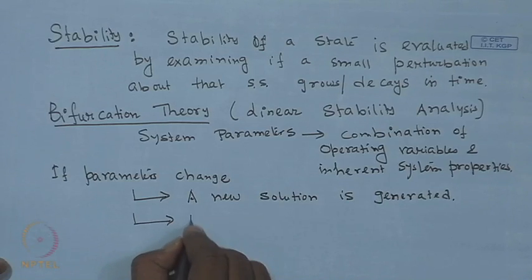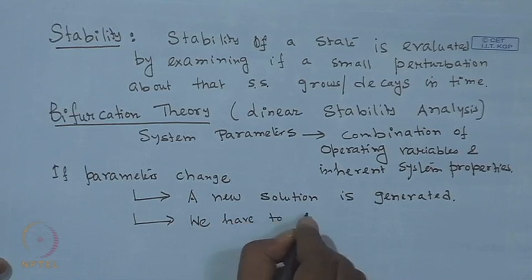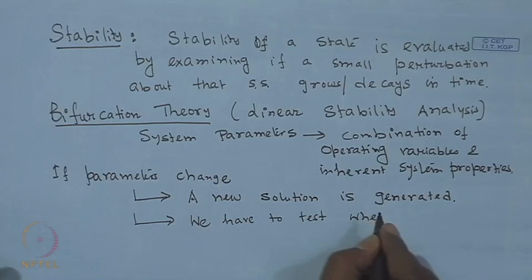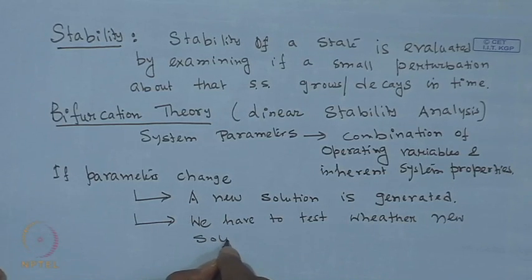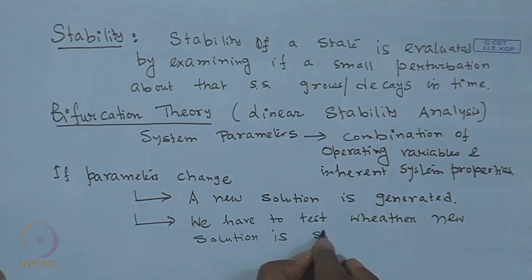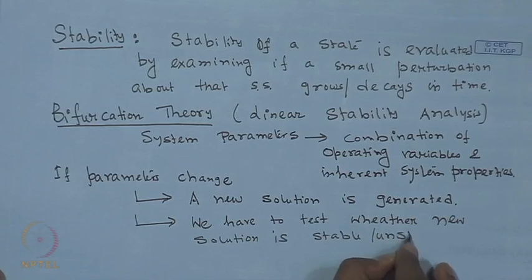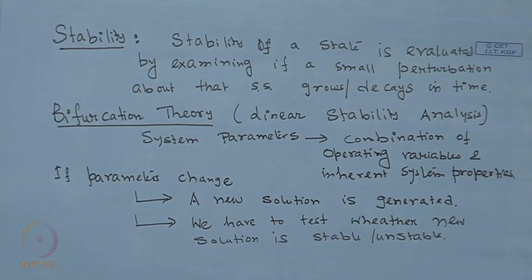Now, we have to test whether the new solution is stable or unstable. In other words, one can get the bound on the parameters for where the solution or the steady state is always stable or always unstable, or you can get the combination of the parameters, or the conditions on the parameters, where the solution moves from stable to unstable region. So, if you want to operate under the stable steady state, those conditions have to be avoided.